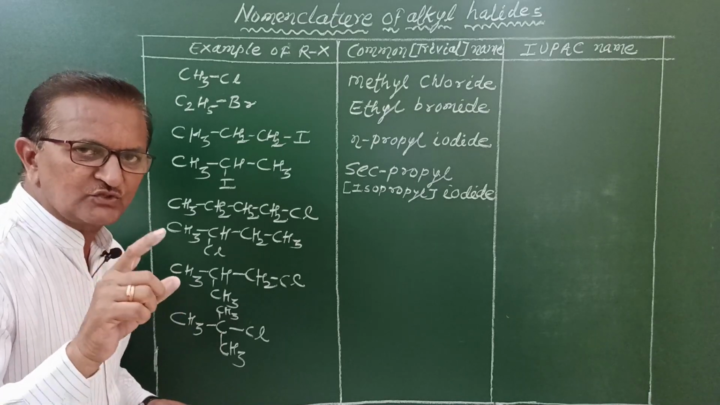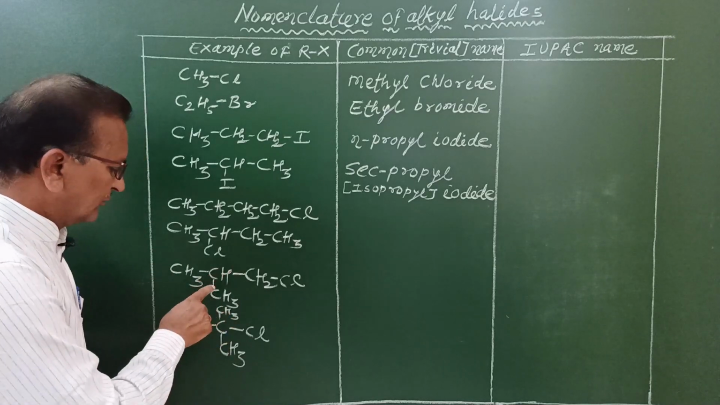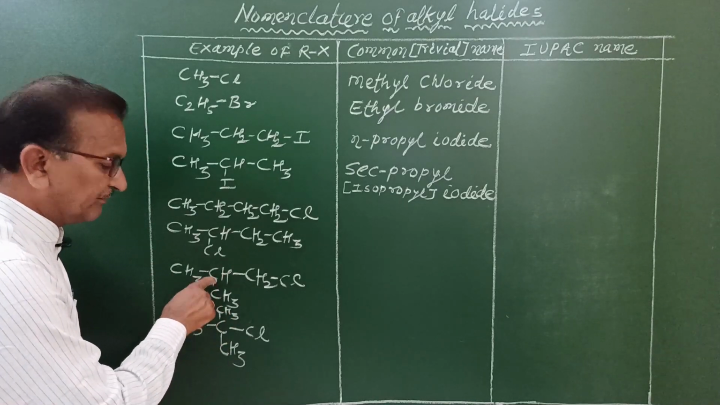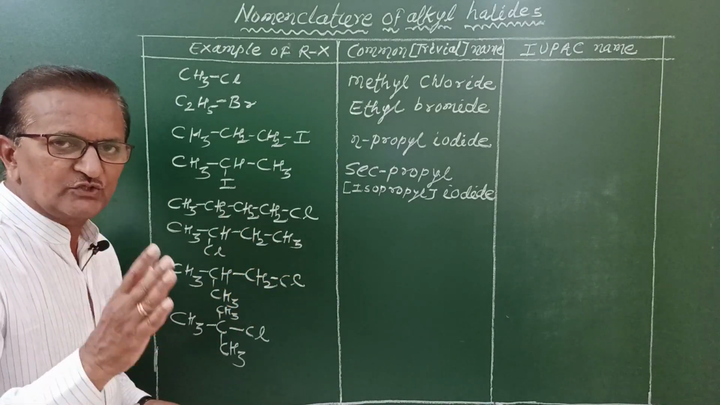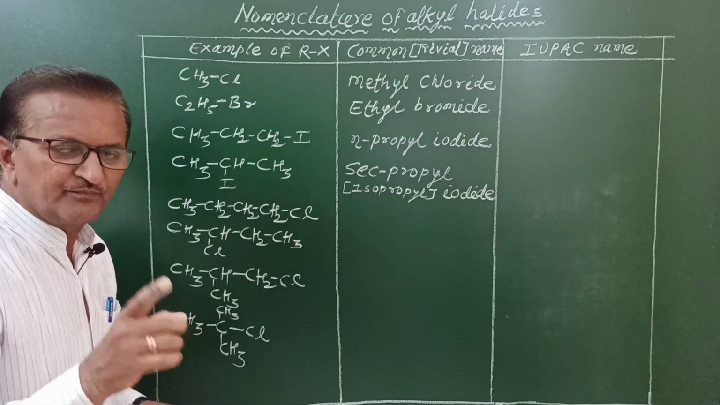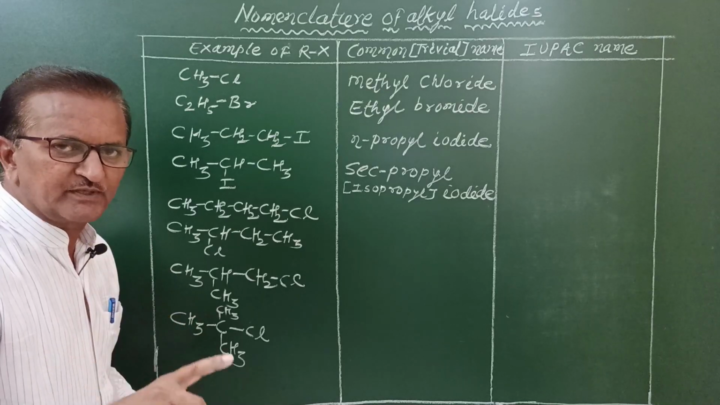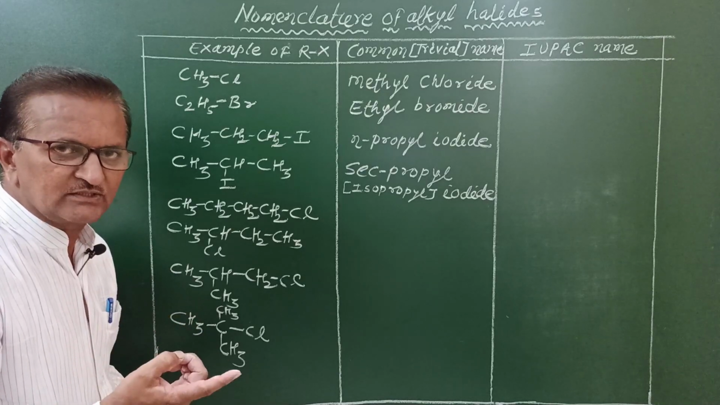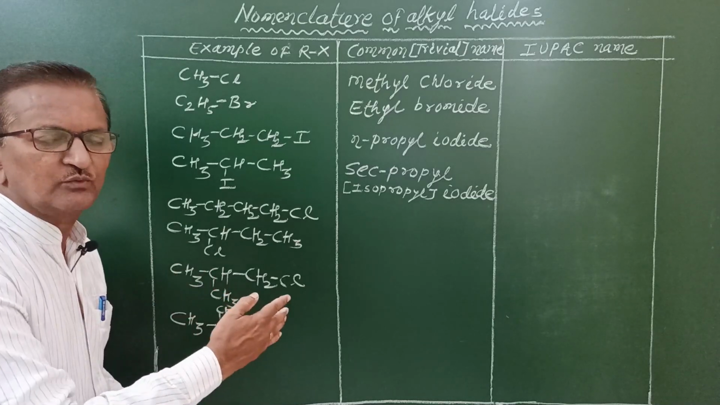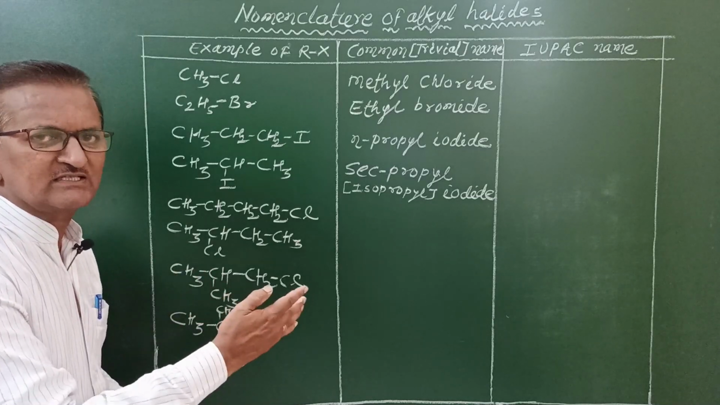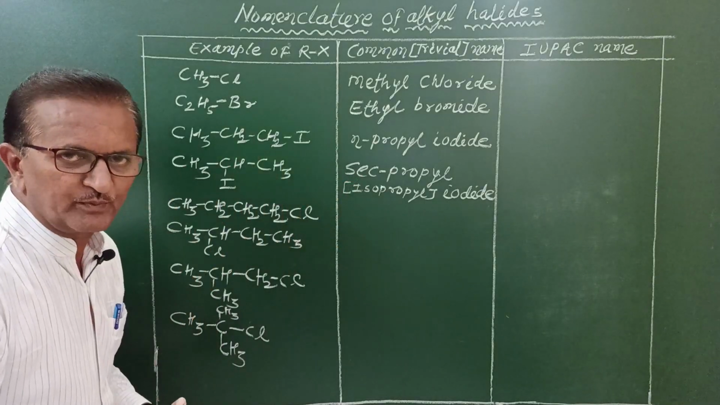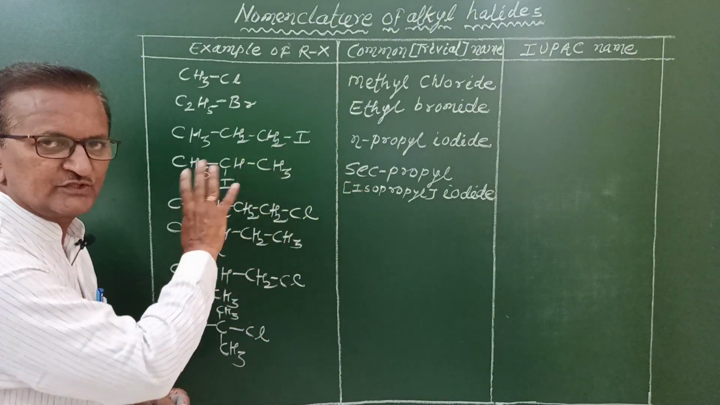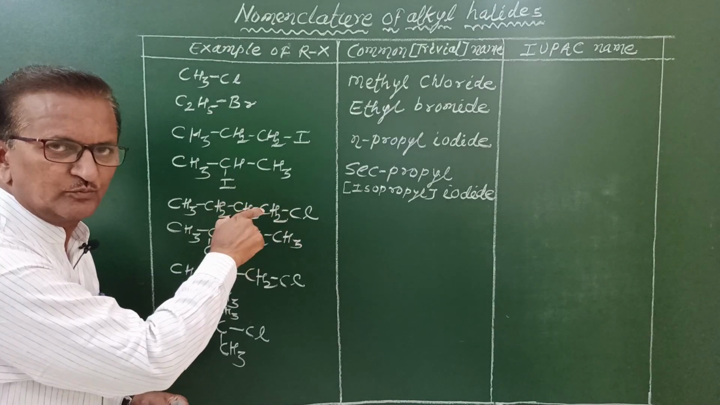In isoalkyl groups, one methyl group is present as a branch on the last but one carbon atom, or the second last carbon atom, except sec-propyl or isopropyl. This is an exceptional case. There is no branch in this group.